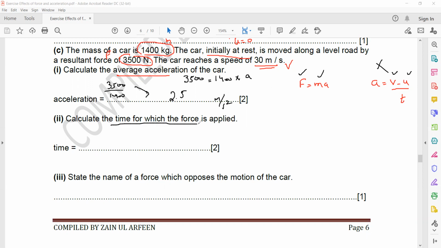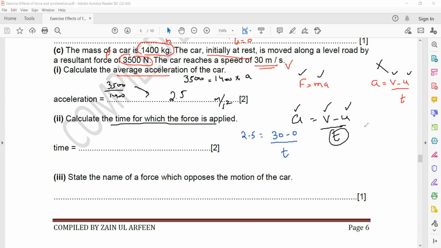The second part: calculate the time for which the force is applied. So now we can use this formula to get the time. We have the formula acceleration equals v minus u over t. So we have the final velocity, we have the initial, and we have acceleration. So we can find the time. A is the acceleration, which is 2.5, we already calculated in the previous part. V is the final velocity, that is 30. U is the initial velocity, that is 0. And t is the time, we don't know, we are finding it.